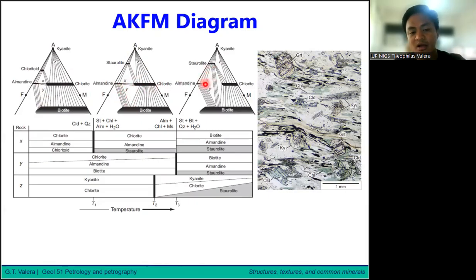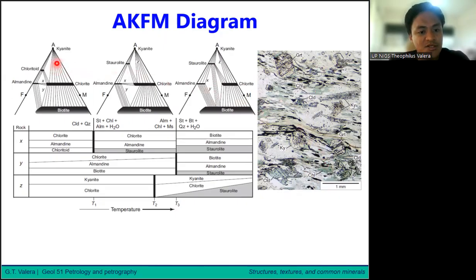Eventually, at this metamorphic grade, yung X and Y natin has the same mineral assemblage: almandine, staurolite, and biotite. So, what the point is, if you remember yung concept ng metamorphic phases, if you have different bulk compositions, even among metapelites, as is shown here, you can have different mineral assemblages at the same metamorphic grade or PT conditions. Okay.